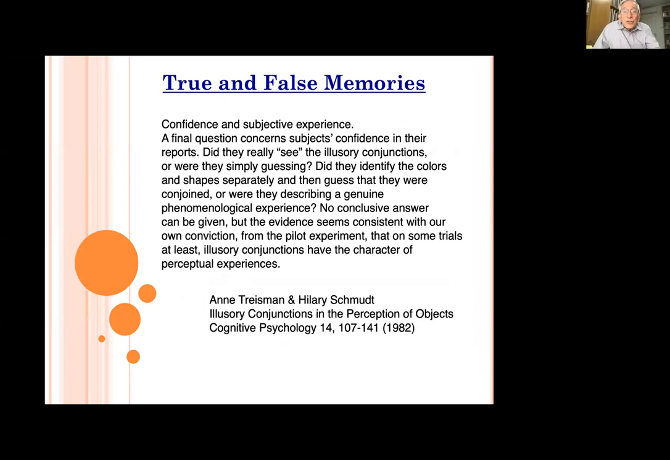Okay, so the next thing she says, though, and this is the paper about illusory conjunctions with Hilary Schmidt, confidence and subjective experience. A final question concerns subjects' confidence in their reports. Did they really see the illusory conjunction, or were they simply guessing? Did they identify the colors and shapes separately and then guess? No conclusive answer can be given, but the evidence seems consistent with our own conviction from pilot experiments that on some trials, at least, illusory conjunctions have the character of perceptual experiences. This is not just guessing and guessing wrong. This is actually feeling that I did see that red oval shape.